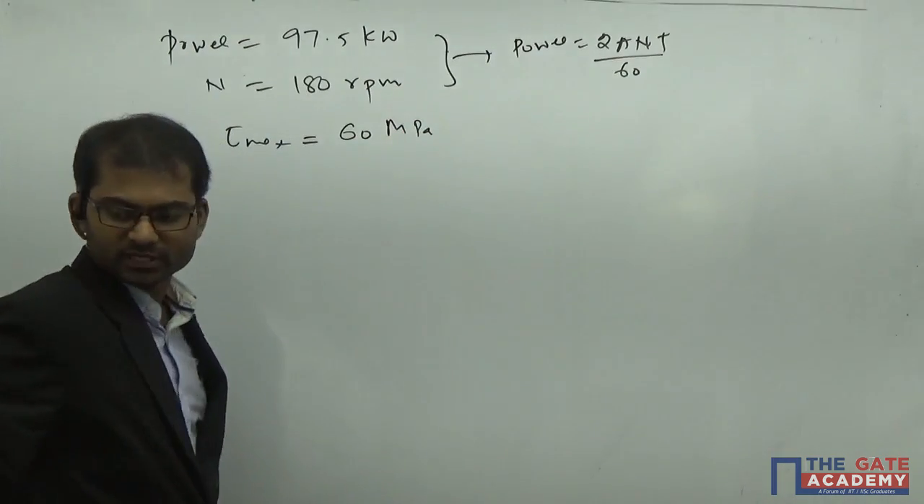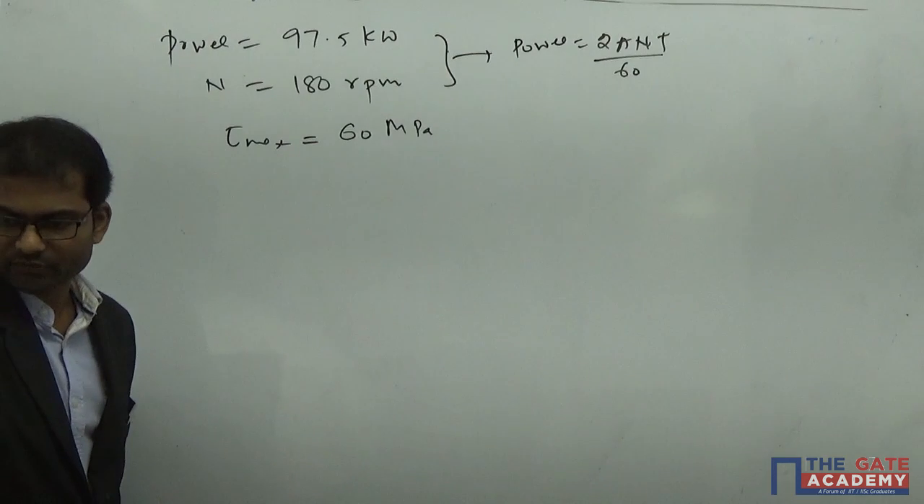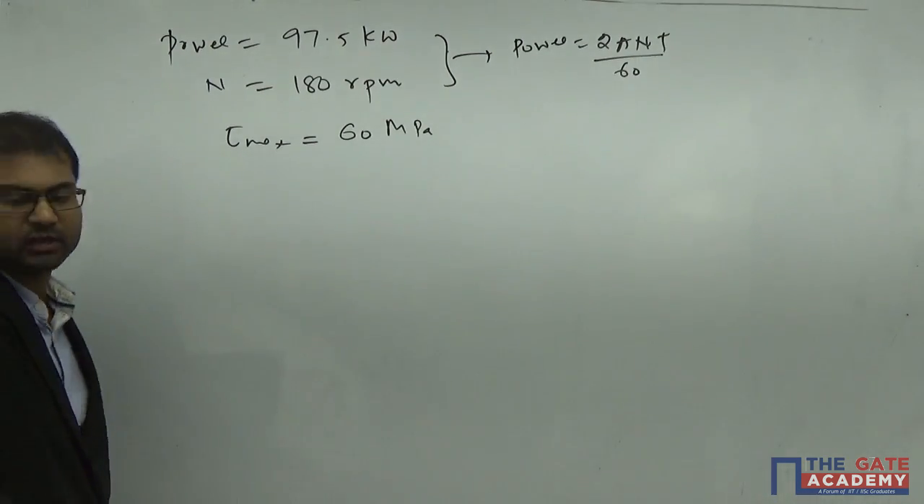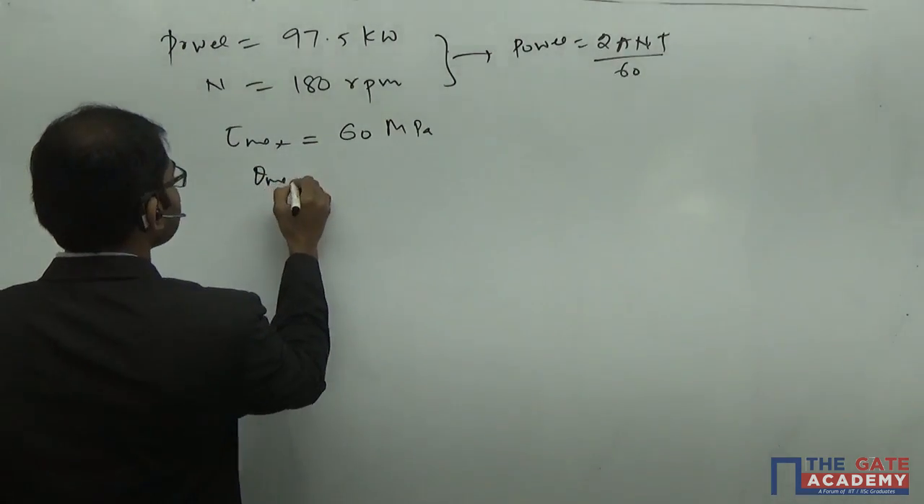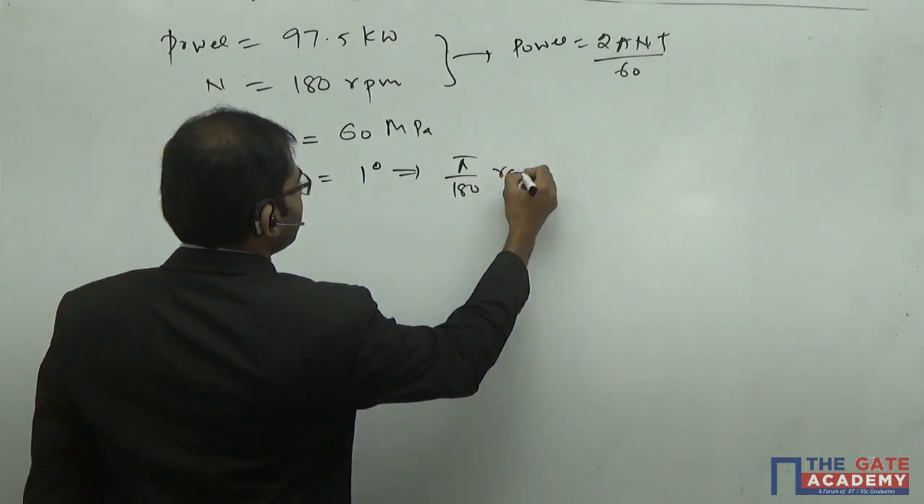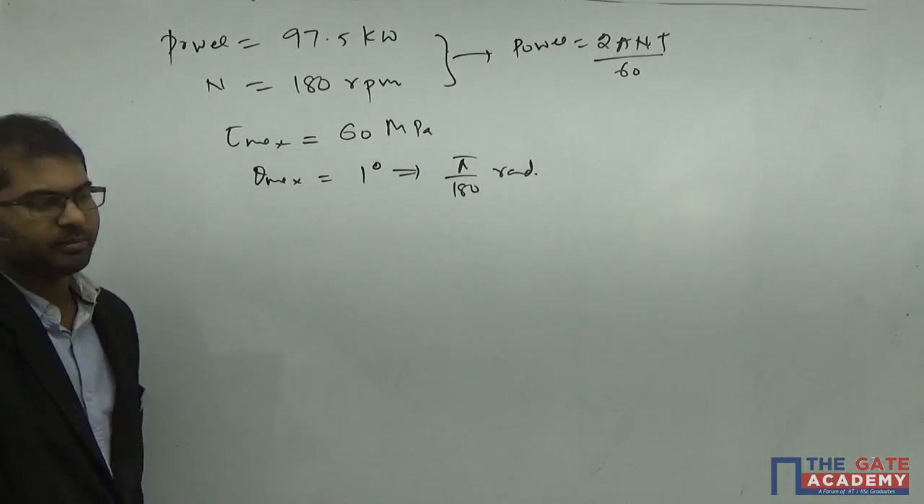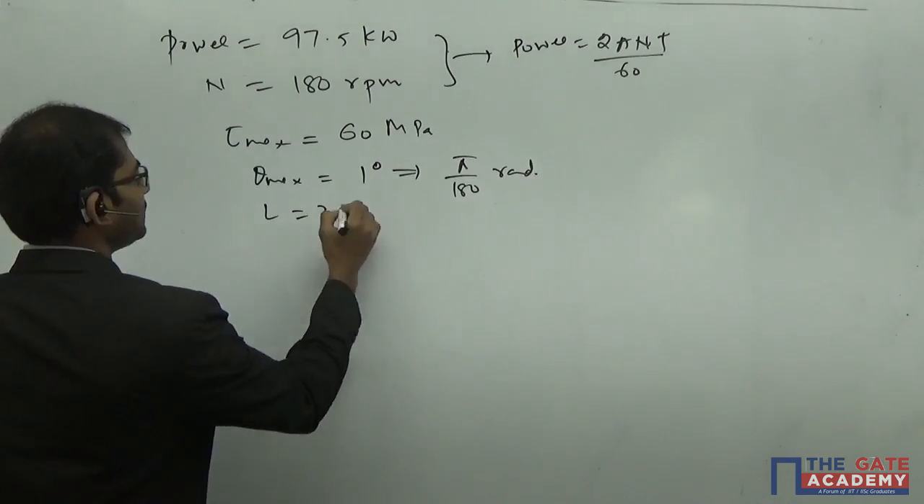So maximum shear stress should be 60 megapascal here. Find the suitable diameter for the shaft. The shaft is not to twist more than 1 degree, so theta max is also given here. It is 1 degree, that means pi by 180, because we have to take it in terms of radians. In a length of 3 meters, so length is given as 3 meters here.